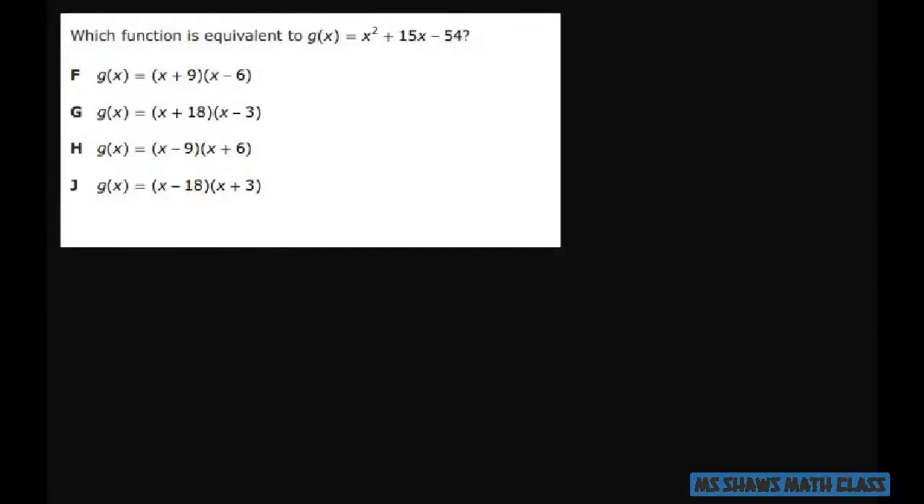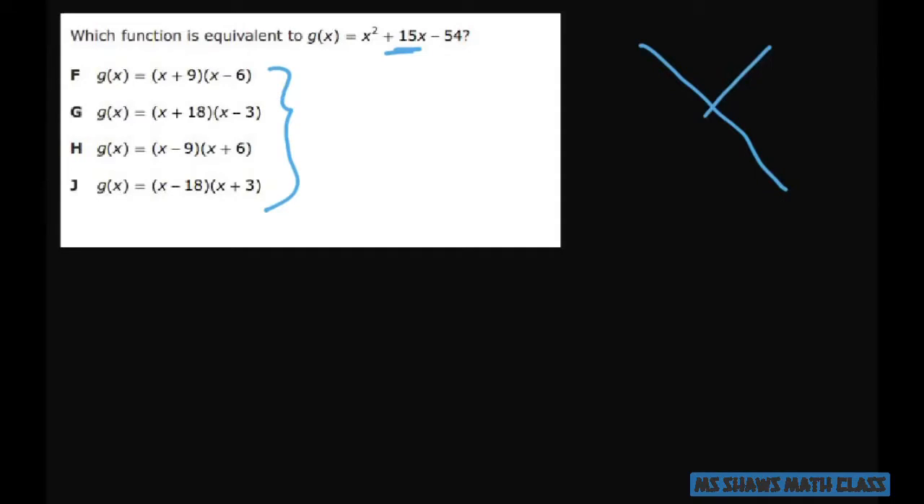Everyone. We're going to write a function that is equivalent to g of x equals x squared plus 15x minus 54. And looking at the answers, basically all they did is factor it. So you can look at the solutions they have to see if you get this 15 in the middle, or you can not look at the answers and just factor this, which is what I'll do here.